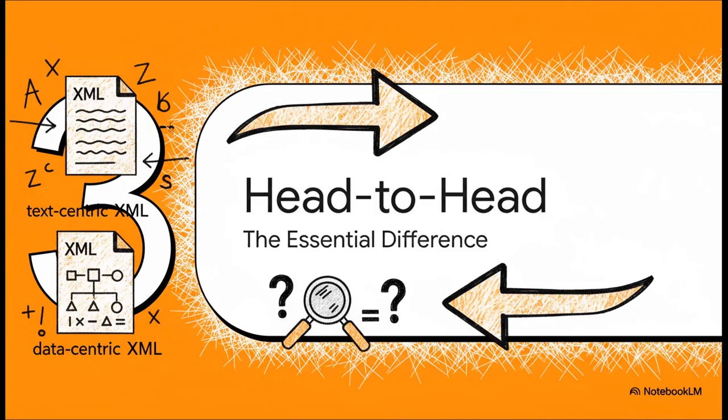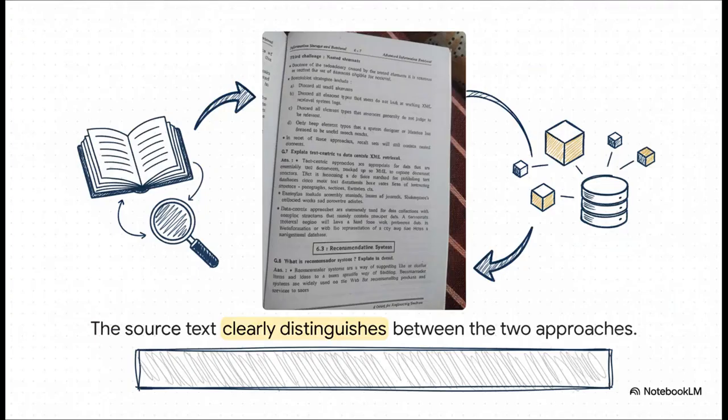All right, so we've looked at both approaches. Now let's do the head-to-head comparison to really hammer home what makes them so different. And just so we're all on the same page, let's pull up the exact text from our source. I mean, look at that. The definitions are right there next to each other. It really all boils down to that one critical difference. Is the document text, or does it just contain data?